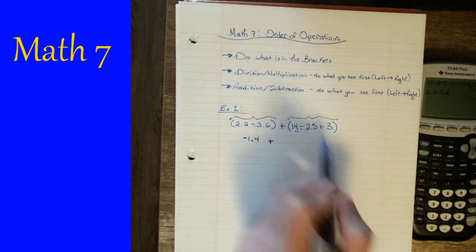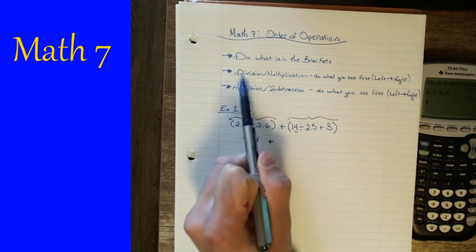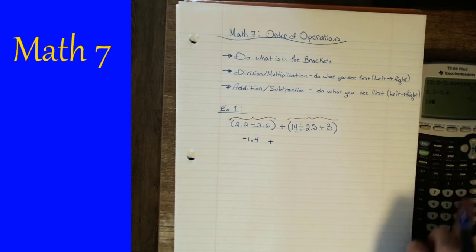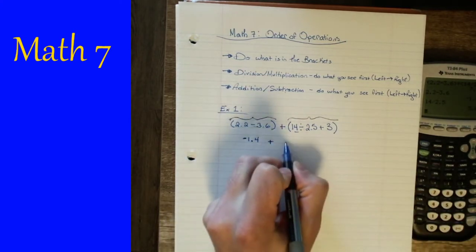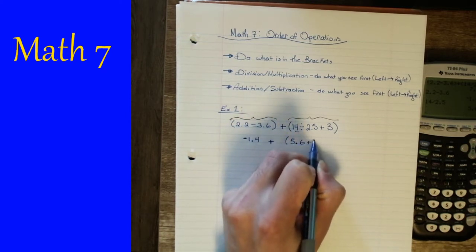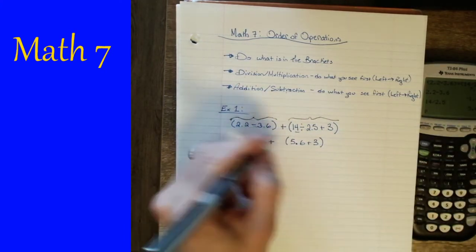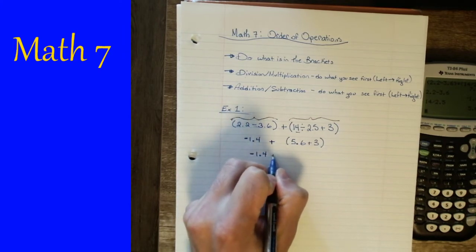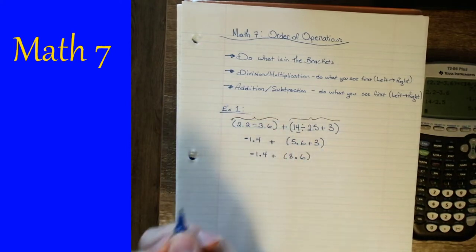And what you want to come back to is the order of operations that says before I do any addition and subtraction, I have to do the division or multiplication. So I'm going to take 14 and divide it by 2.5. I'm going to get 5.6 there. So then I usually just write 5.6 plus 3. Okay. So now, after I figured that out, I'm going to say negative 1.4 plus 8.6. That would be 5.6 plus 3.